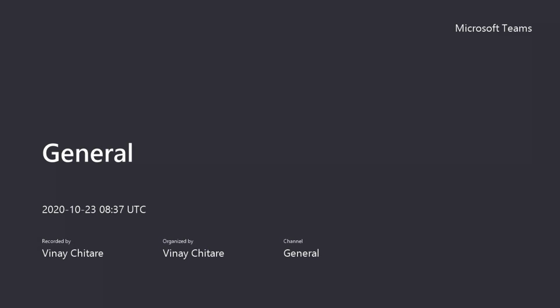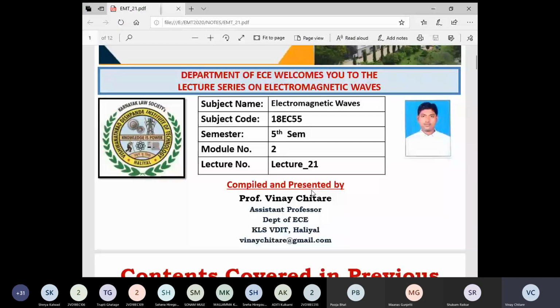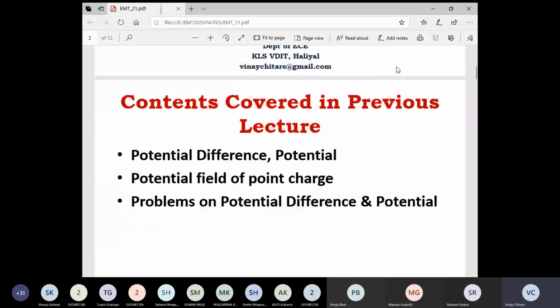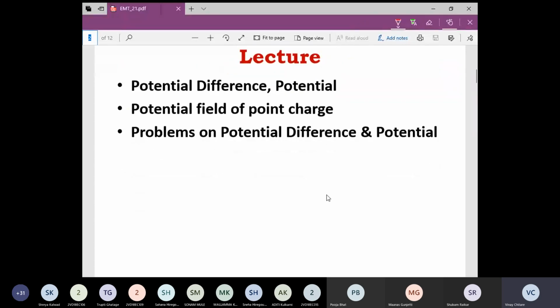Series on electromagnetic waves. So today we'll start with module number 2, lecture number 21. The contents covered in the previous class were potential difference and potential, and we also saw the potential due to a system of charges, and then we saw problems on potential difference and the potential.